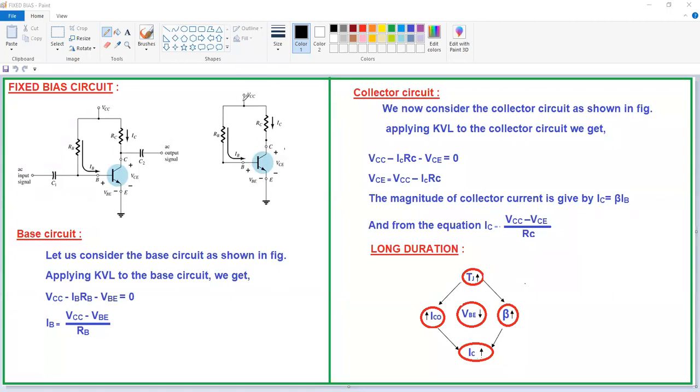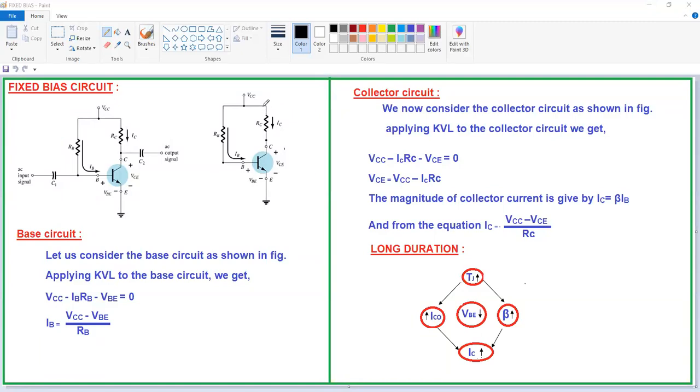That means VCC minus IB RB minus VBE is equal to 0. The algebraic sum of the total voltage around a closed path is equal to 0. So that's why it is VCC minus IB RB minus VBE equal to 0. From this, I am writing the equation for base current IB. Now IB is given by VCC minus VBE by RB. This is your base current equation in the case of fixed bias circuit.